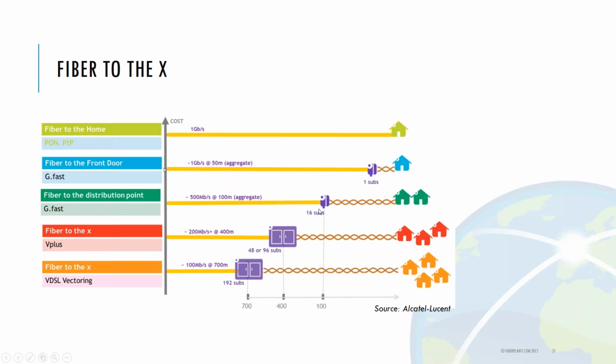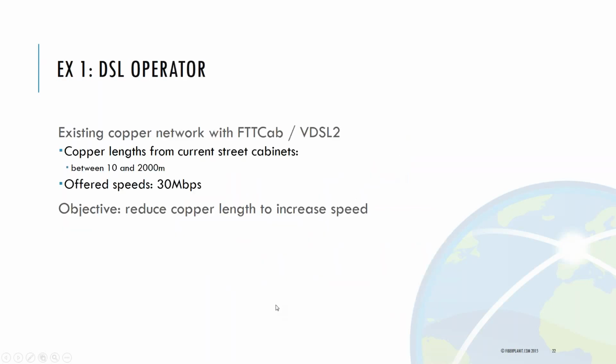Or we could use G.Fast, but then we'll have to limit the distance of the copper to 100 meters, going up on bandwidth to 500 megabits, an order of magnitude. Or we could go even up to a gigabit if we bring fiber really up to the front door, having only a couple of tens of meters of copper remaining to enter the home. So you see in this case, the distance that remains on the copper network will heavily influence the bandwidth that we can offer.